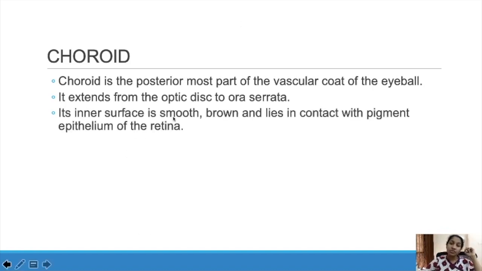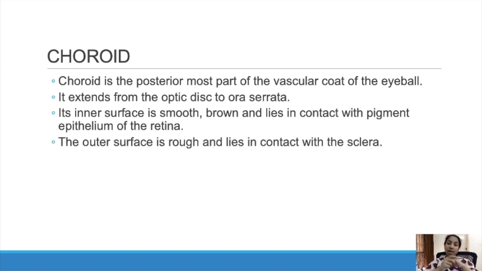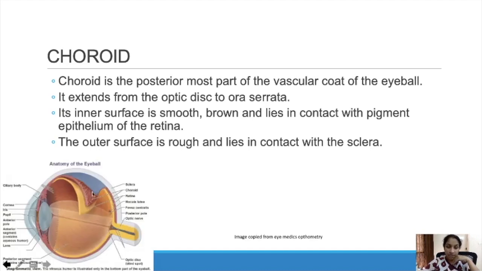And its inner surface is smooth, brown, and lies in contact with the pigment epithelium of the retina. So the outer is the fibrous coat, middle is the vascular, and inner is the nervous coat. The inner surface is smooth and brown in color and lies in contact with the pigment epithelium of the retina. And the outer surface is rough and lies in contact with the sclera. So here you can see it is rough and it is in contact with the sclera, and the inner layer is in contact with the retina.